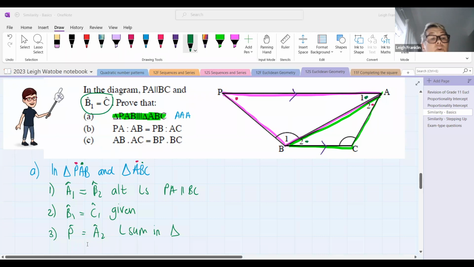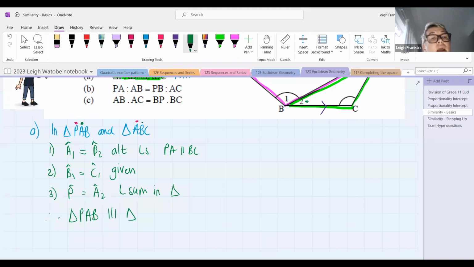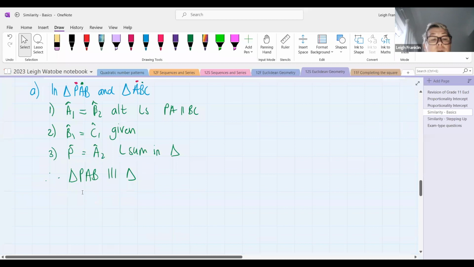So now that we've got our three angles that are equal to one another, now we can write, therefore, triangle PAB is similar to triangle, and then we've got to have the correct order, ABC.